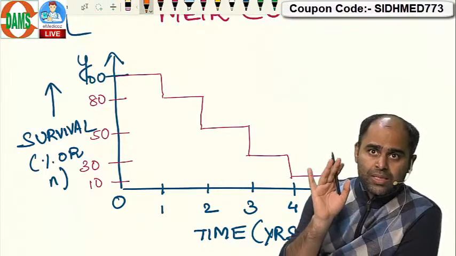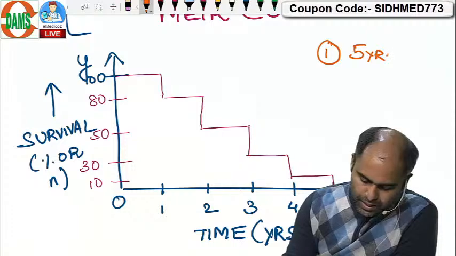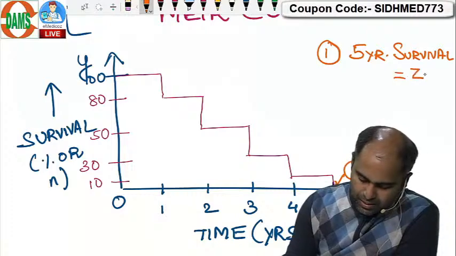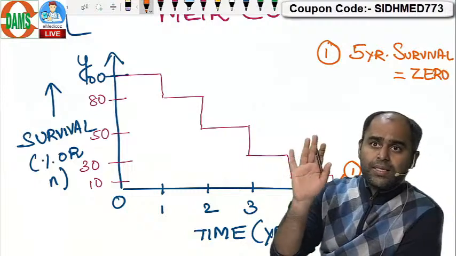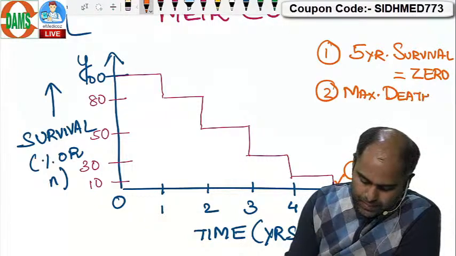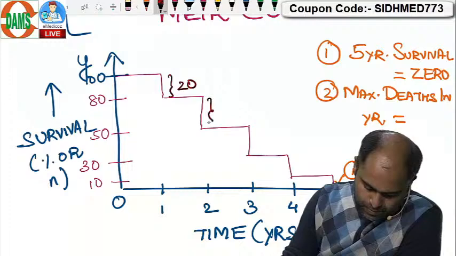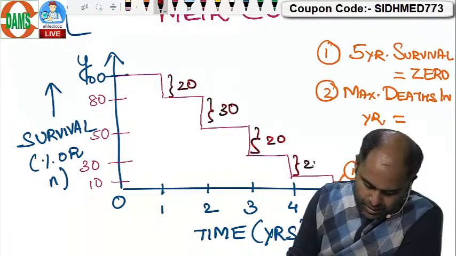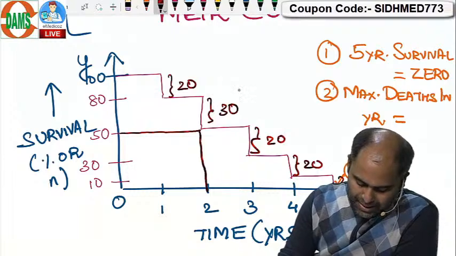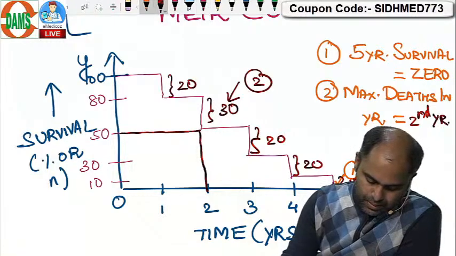Now, what form of questions can be asked to you from this curve? The first question is, what is the 5-year survival? All of you can see over here, the 5-year survival is 0. No one is surviving. The second question can be, maximum deaths in which year. Now, if you see over here, 20 died, 30 died, 20 died, 20 died, 10 died. Here, maximum death is being seen in the second year.